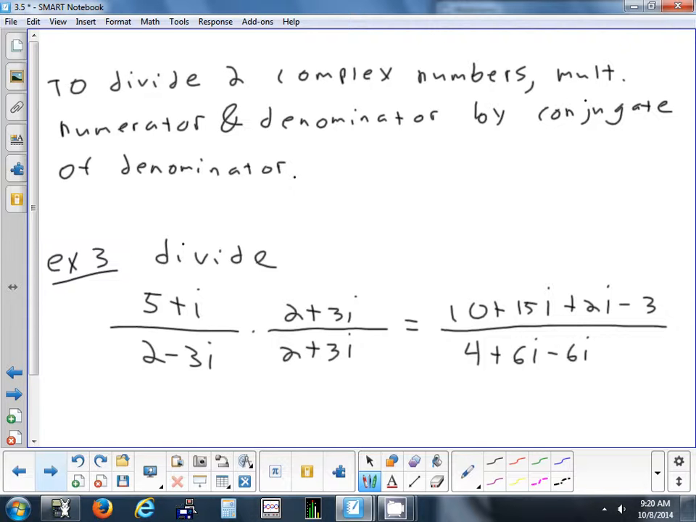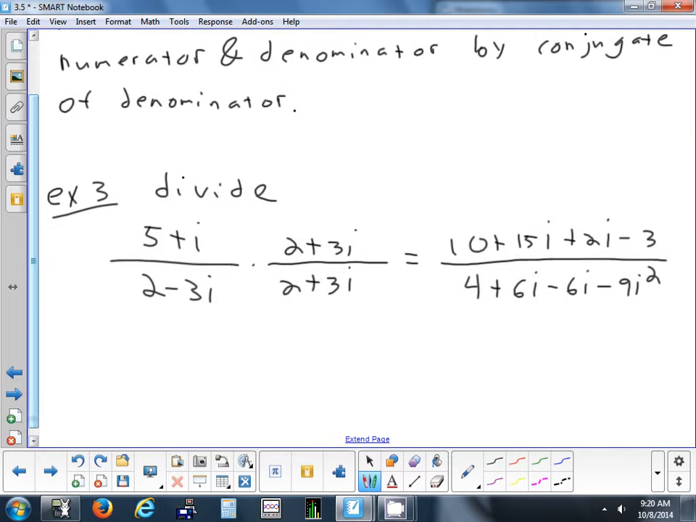And now we have negative 3i times positive 3i. All right, so I'll do this one in 2 steps. So it's negative times positive. That's a negative. 3 times 3 is 9, i squared. Okay, let's simplify the top. What's my final answer in the top? 7 plus 17i. So we get 10 minus 3 is 7 plus 17i.